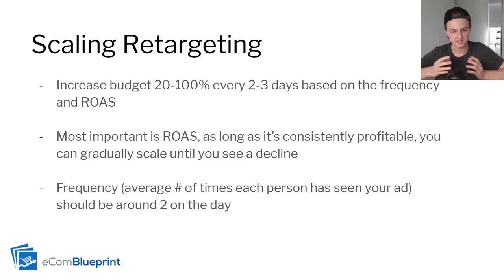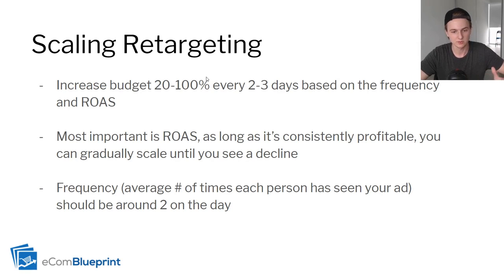Just a few quick notes about scaling retargeting. Like I said, you want to start off with a small budget and then increase based on how well it's doing. And so the main things you want to look at are the frequency and the return on ad spend. The most important is the return on ad spend, right? And so as long as the ROAS is really good, just keep scaling it gradually, 20 to 100% based on how well it's doing, right?